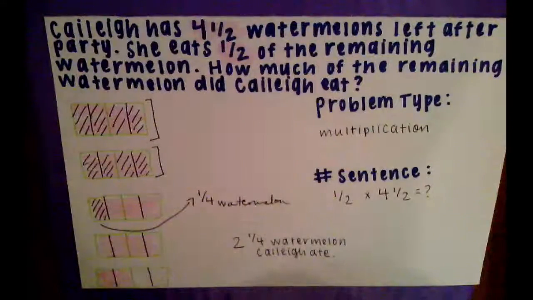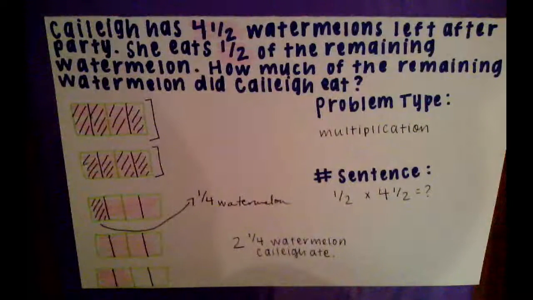So that goes to show that when we do 1/2 times 4 1/2, we will get 2 and 1/4 watermelon.